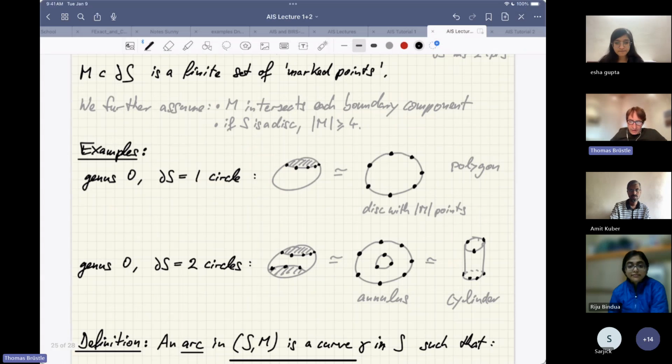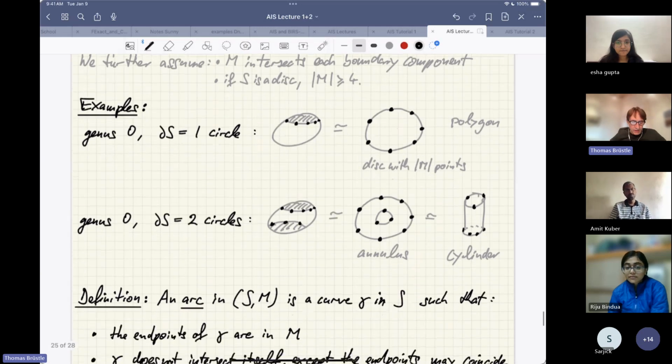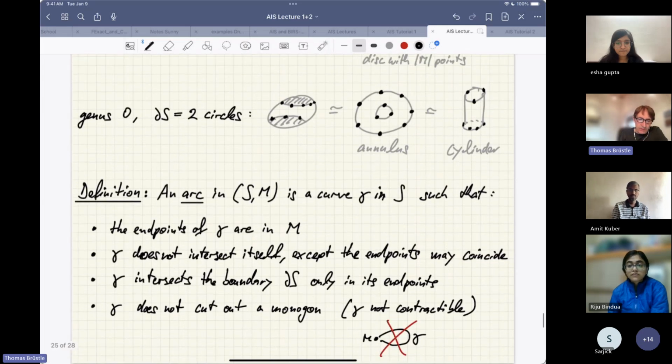Okay. Now, I was talking about curves in the surface or arcs in the surface. So this is the next notion that we really need to discuss. So we call an arc in the surface, where SM is a bounded marked surface, an arc is a curve gamma that lives in the surface such that the endpoints of the curve are marked points.